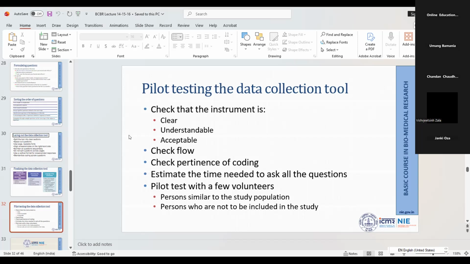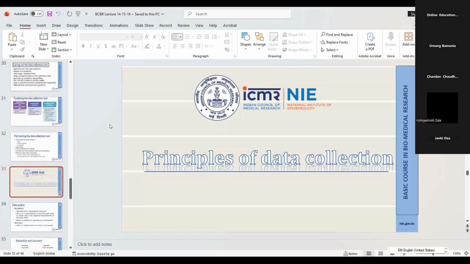Then pilot test with a few volunteers. A person similar to the study population should be chosen for the pilot testing. And when we actually start our data collection, this person should not be in our study. So after designing the data collection tool, we will discuss the principles of data collection.